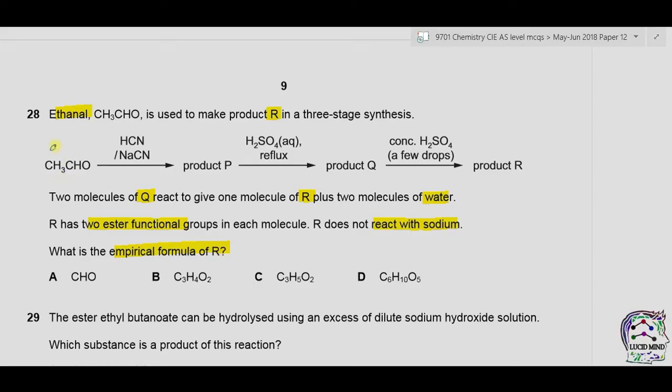This is ethanal, that is an aldehyde. Upon reaction with HCN, nucleophilic addition will take place and a hydroxynitrile product is formed. The reactant is CH3CHO. Now the product formed will be a hydroxynitrile, that is CH3CH(OH)CN. A hydroxy group is now formed and CN is also attached to this carbon atom, so therefore this is called a hydroxynitrile. So now this product is formed and it is product P.